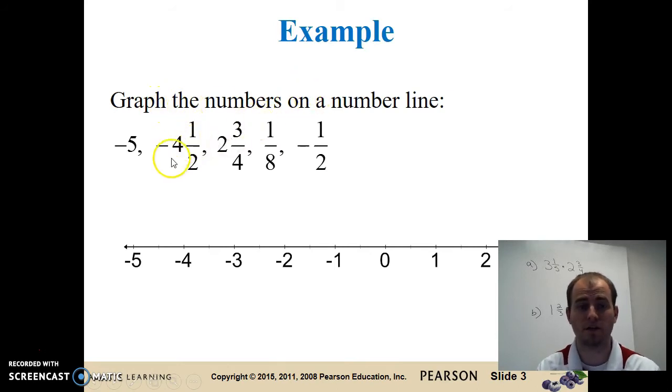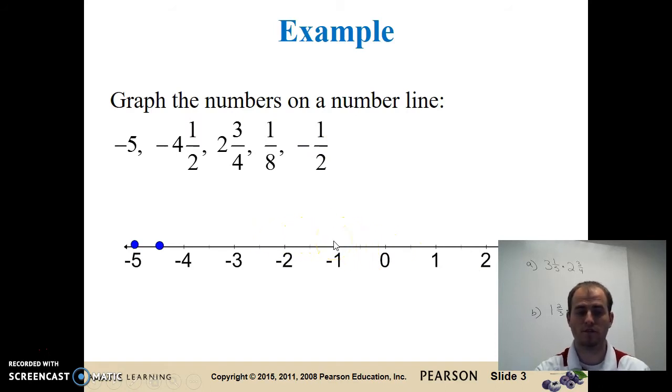A mixed number is a combination of a whole number and a fraction, like 2 3/4 or negative 4 1/2. And the first thing you might see in your homework is learning how to graph these on a number line. So if you remember, to graph negative 5, we'd put a dot on negative 5. To graph 1/8, we put a dot about on 1/8, which is just after 0. Negative 1/2 would be halfway between 0 and negative 1, right here.